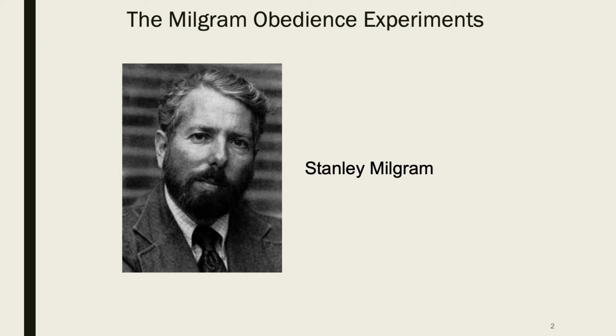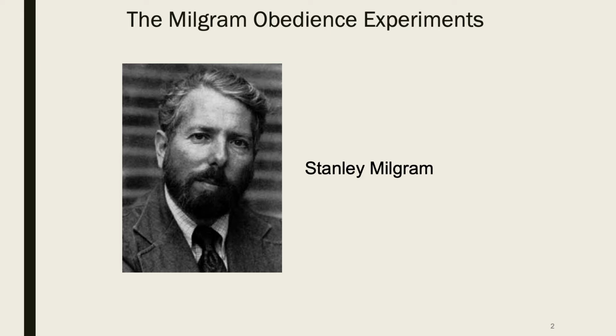So to get the study started, they had to decide which one of these two people would play the role of the teacher and which would play the role of the learner. Now the thing was rigged. They picked pieces of paper that guaranteed that the confederate would always be the learner and that the real subject would always be the teacher.